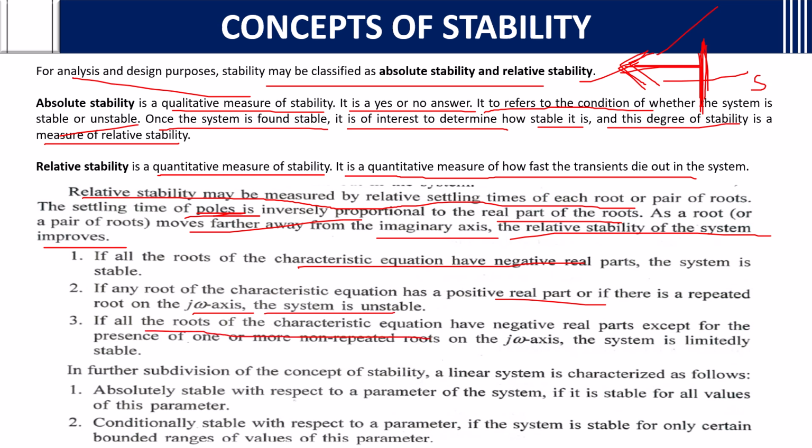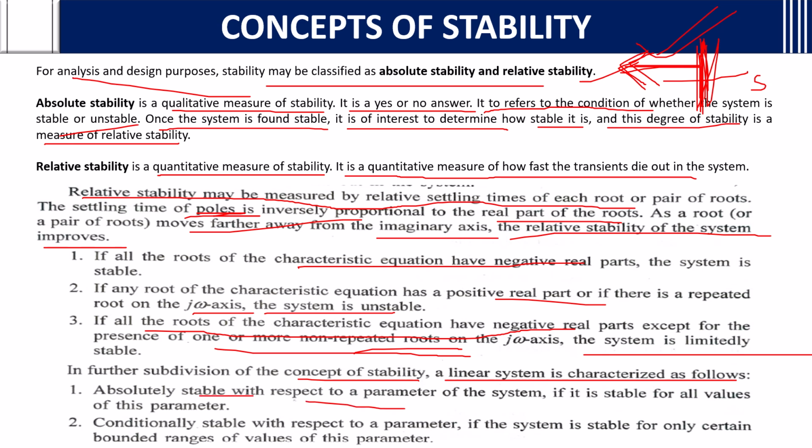If all the roots of the characteristic equation have negative real parts except for the presence of one or more non-repeated roots on the j omega axis, the system is limitedly stable. Almost all the roots are on the negative side, which is correct, so it is stable. But there are some non-repeated roots present on the imaginary axis, so the system will be limitedly stable.